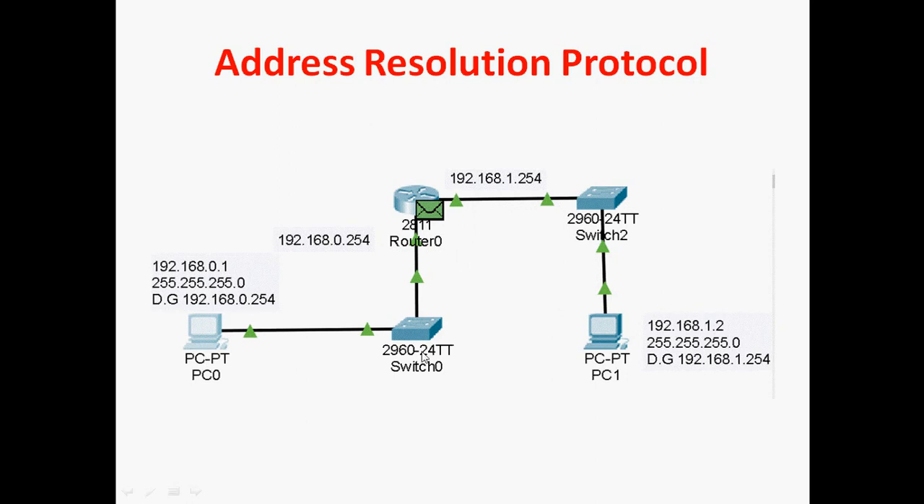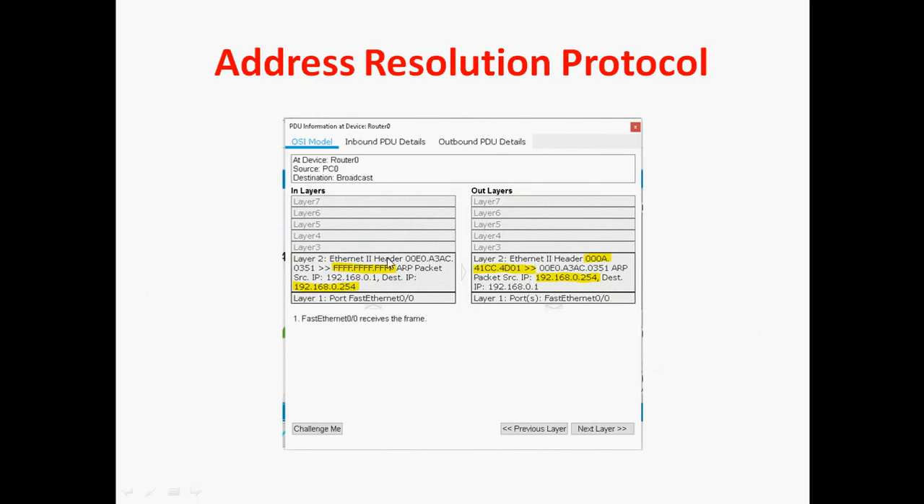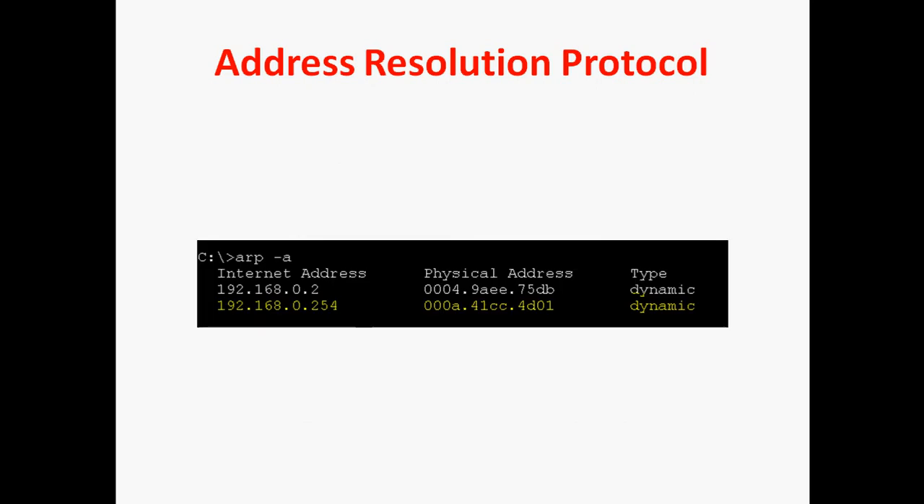Okay, now PC0 sends the ARP request to the switch. Switch 0 forwards it to the router. So the router will accept that packet. The router checks that ARP request: who has 192.168.0.254, and what is your MAC address? The router checks that IP, it's me, and replies. This is an incoming request from the switch to Router 0, a broadcast packet. Afterwards it will reply. So this is the Router 0 MAC address, this is the PC0 MAC address, and this is the router IP 192.168.0.254, and the destination IP should be the PC0 IP address 192.168.0.1. Okay, once PC0 learns that MAC address, it will forward the packet to the gateway, and from the router, it will forward to PC1.